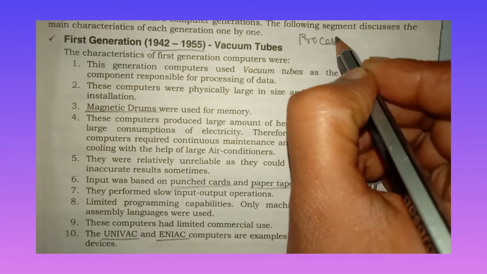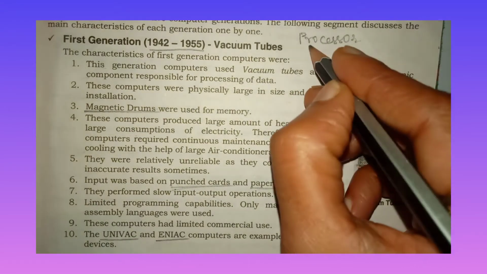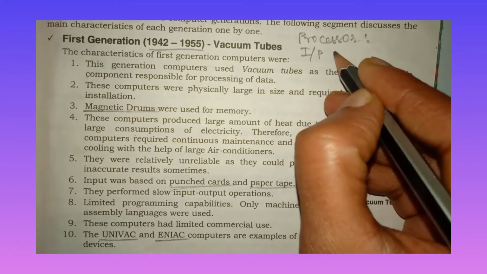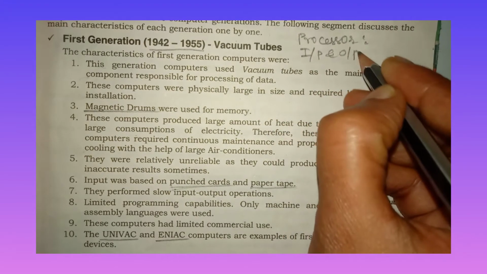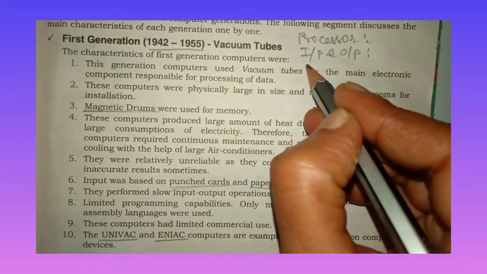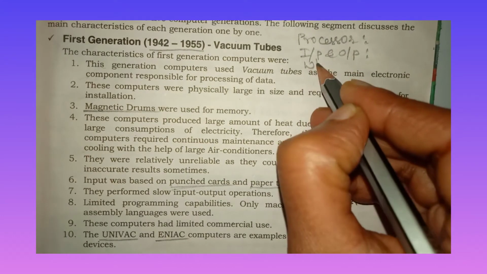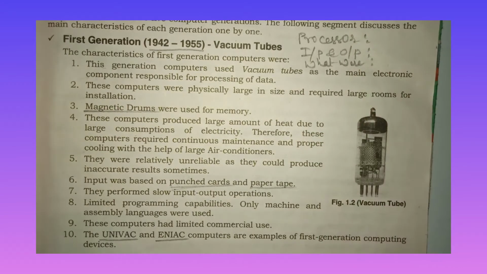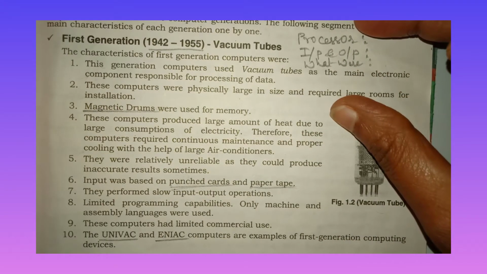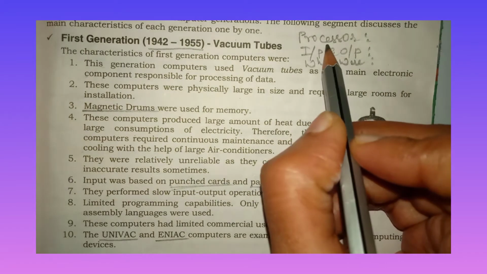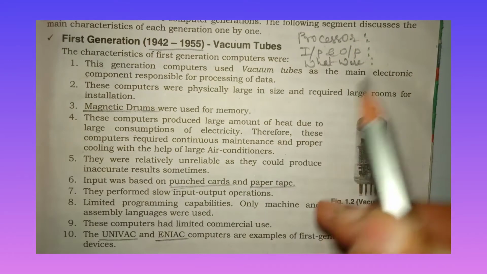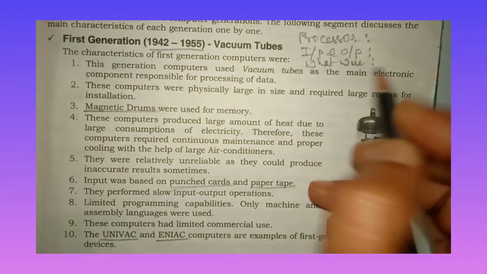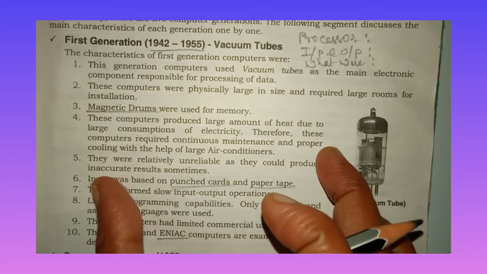In each and every generation, you have to remember what processor they used, what input and output devices they used, and what computers they used in that particular period. You have to concentrate on these 3 things: what was the processor they used, what were the input and output devices, and what were the computer systems in that particular period of time.